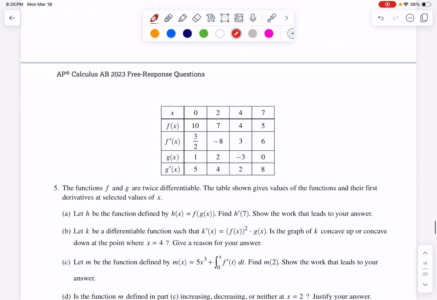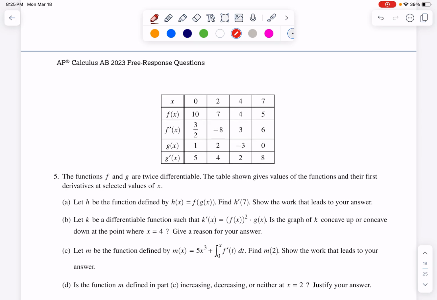Okay, let's look at number 5. Big table of values. Let's not worry about that too much. Obviously, the information we need will be there. So we have 2 functions. They're twice differentiable. Okay, so that's interesting. Even though we don't have their second derivatives, we're told that we can calculate a second derivative.